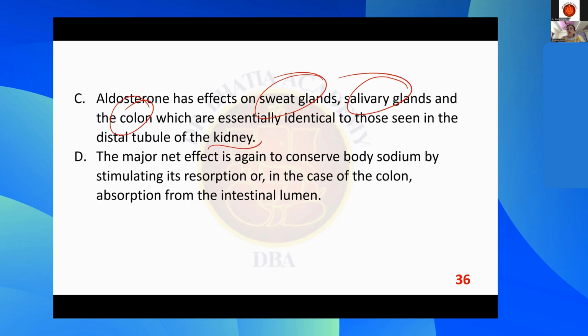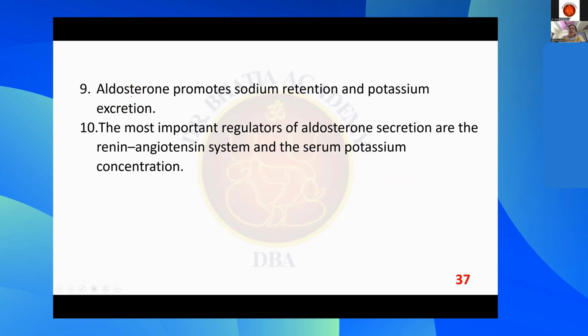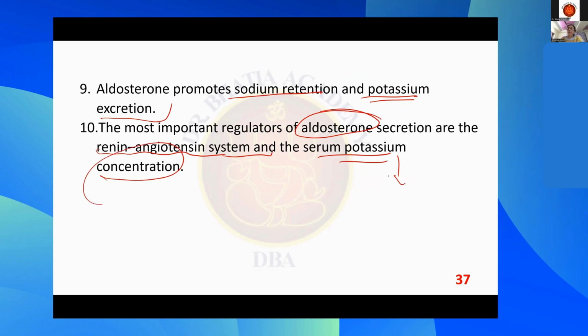So the major net effect is what? To conserve body sodium by stimulating its resorption, or in the case of the colon, absorption from the intestinal lumen. It promotes sodium retention and potassium excretion. The most important regulator of aldosterone secretion is the renin-angiotensin-aldosterone system. And of course, the serum concentration of potassium is the guiding force. If there is hyperkalemia, it will help you lose potassium. If there is hypokalemia, it will shut down the RAS axis so that potassium can be conserved.